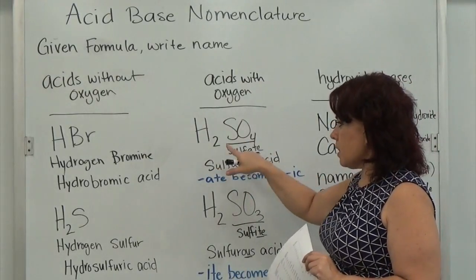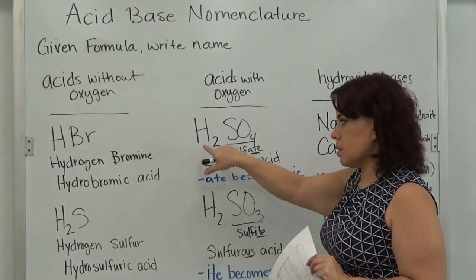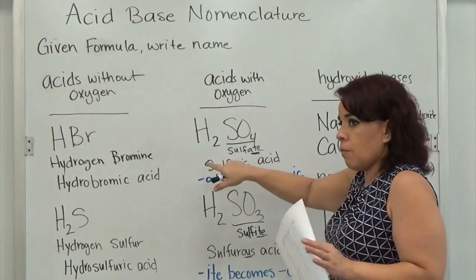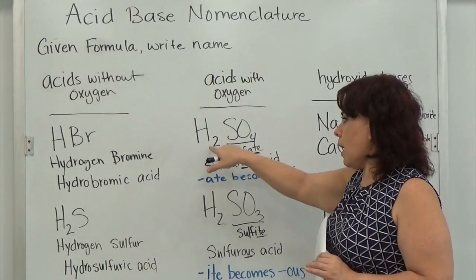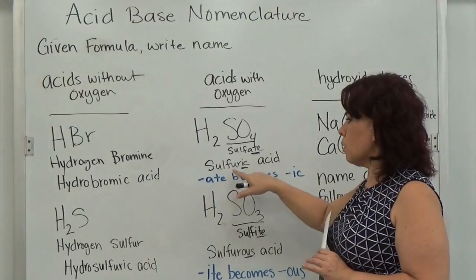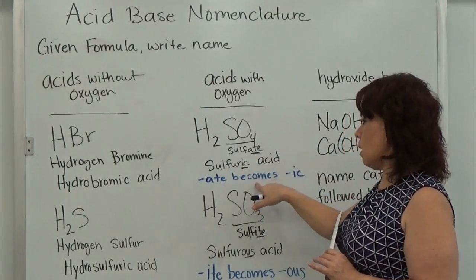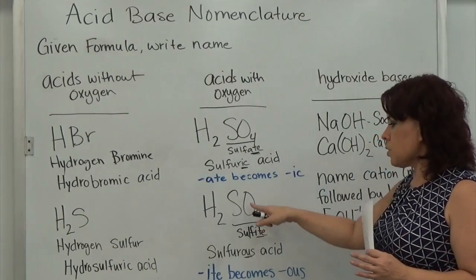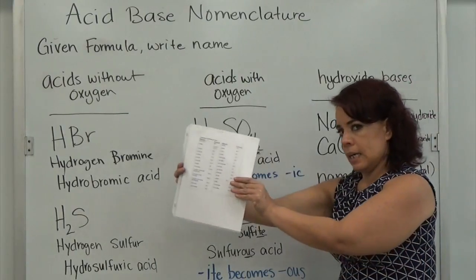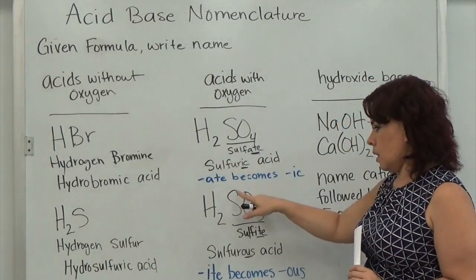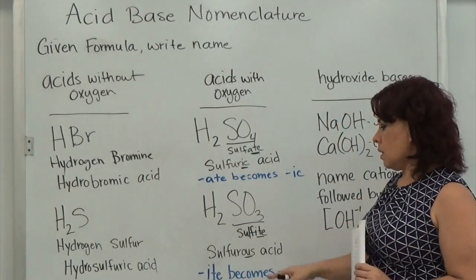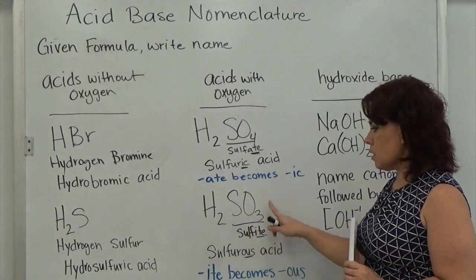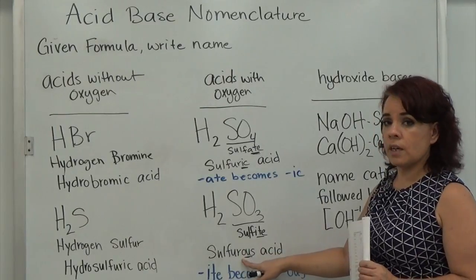So this acid that has oxygen has 2 hydrogens, and it doesn't matter, it could have 3 hydrogens and it's still an acid. It could have 1, it's still an acid. So I have hydrogen combined with sulfate to become sulfuric acid. Again, ATE becomes IC. Okay? And then, of course, if I have the sulfite ion, I look at my list, and I see that SO3 is sulfite. ITE becomes OUS. So this is the formula for sulfurous acid.